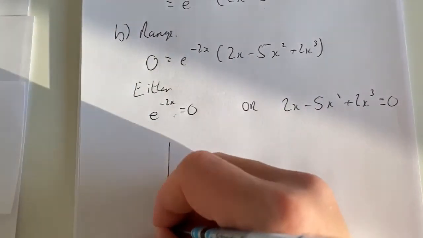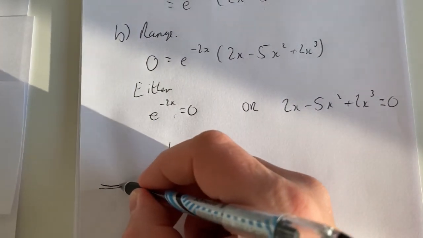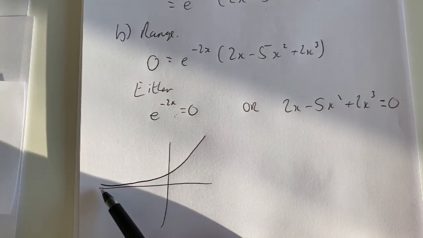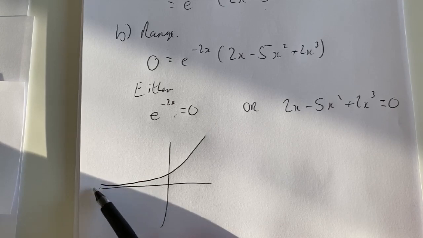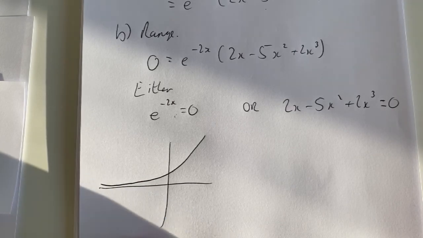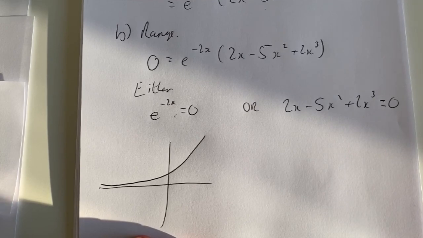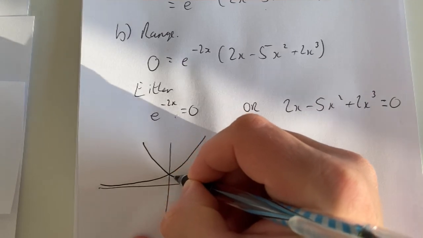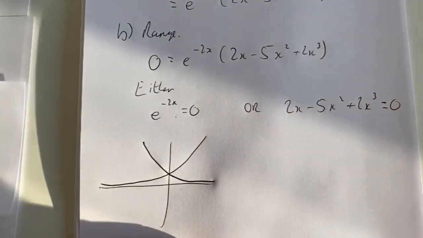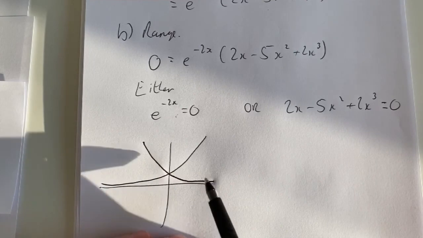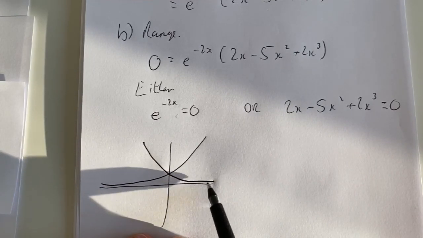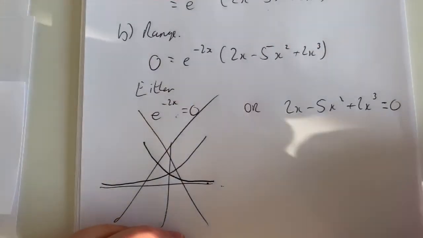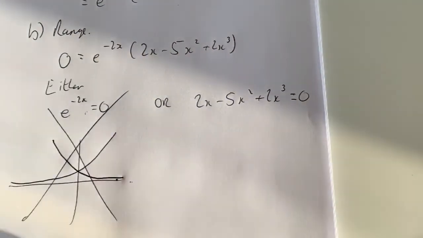Now, this is not an e to the minus 2x graph. This would be e to the x. But if you look, the y coordinate is never equal to 0. It should keep going down. It should have an asymptote at y equals 0. The same thing would be true of e to the minus 2x. It wouldn't be exactly this, but it would be approximately this shape here. So there would be an asymptote and it would never reach 0. So that part does not have any solutions. So we just need to solve this bit.